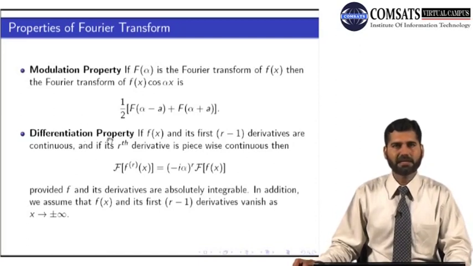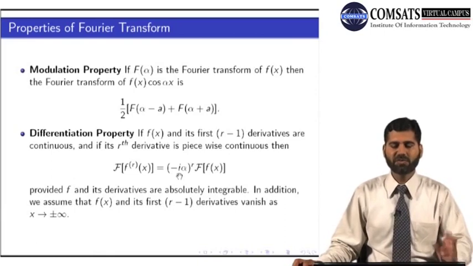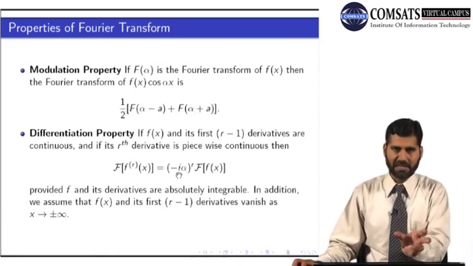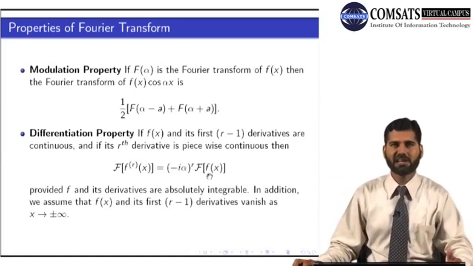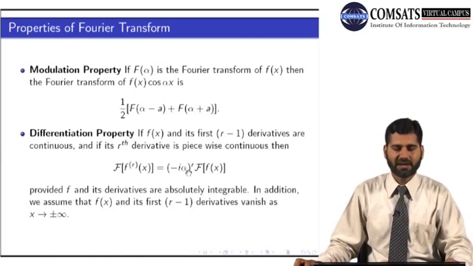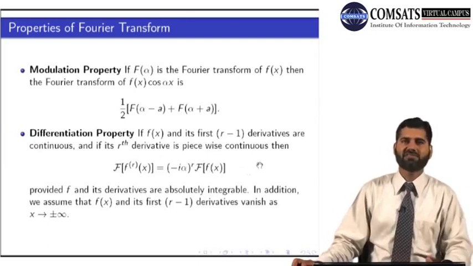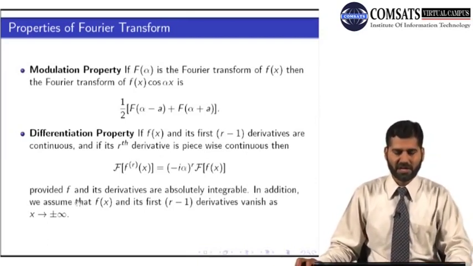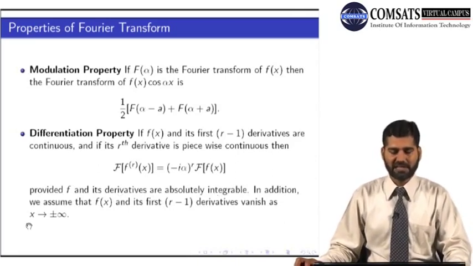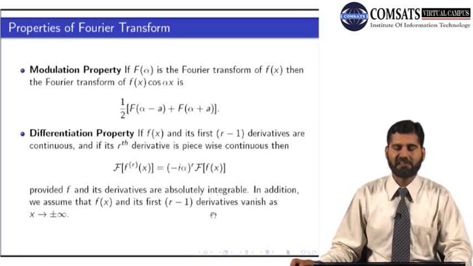Then there is a differentiation property. It's again a little different from the Laplace transform. If you take the Laplace transform of the derivative, it gives you s to the power r times the Laplace transform minus all the initial values. Here you don't need initial values. You are just getting the first part only. For the rth derivative of f(x), you take the rth power of negative i alpha and just multiply by the Fourier transform of f. There is no minus s to the r minus 1 f at 0 and f prime at 0 and so on. You are not using those values. Provided f and its derivatives are absolutely integrable. In addition, we assume that f(x) and its first r minus 1 derivatives vanish as x goes to plus minus infinity. So this is the property of the derivative.